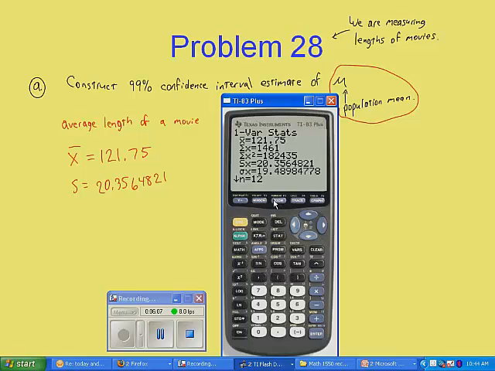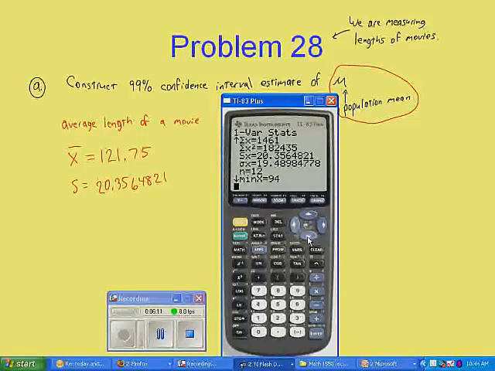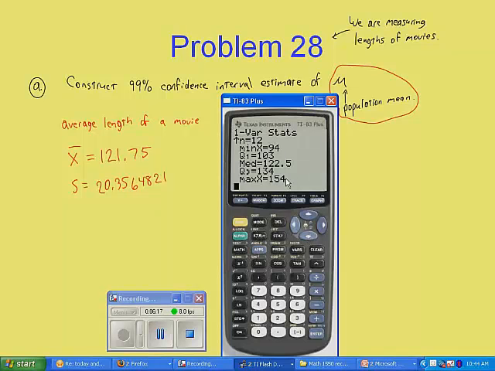Okay, what else? N equals 12. Is there anything else here that might be worth noting? Well, maybe the min and max might be nice to know, but I won't need those for these formulas. So I'll just say we got some nice data here about the sample.